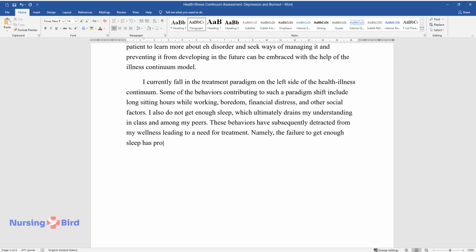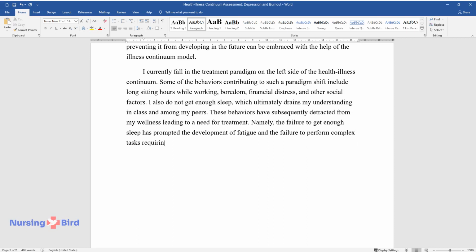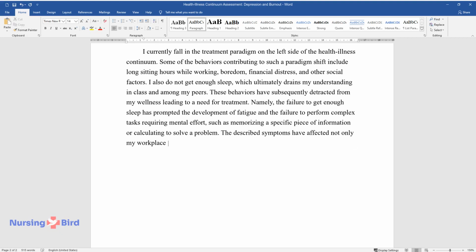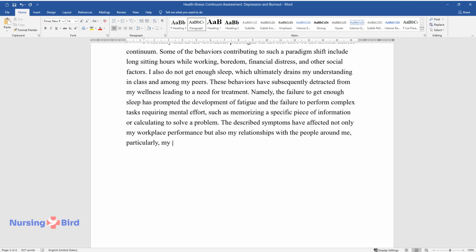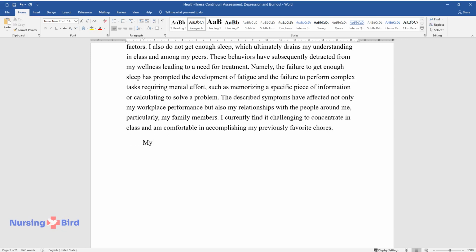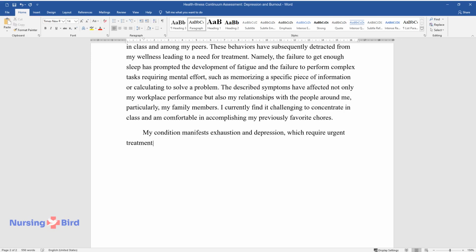Namely, the failure to get enough sleep has prompted the development of fatigue and the failure to perform complex tasks requiring mental effort, such as memorizing a specific piece of information or calculating to solve a problem. The described symptoms have affected not only my workplace performance but also my relationships with the people around me, particularly my family members. I currently find it challenging to concentrate in class and am uncomfortable accomplishing my previously favorite chores. My condition manifests exhaustion and depression, which require urgent treatment.